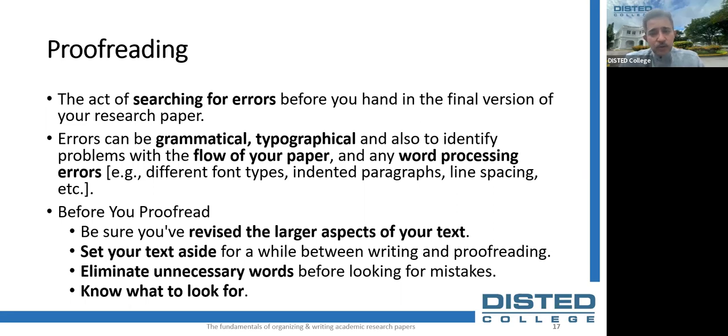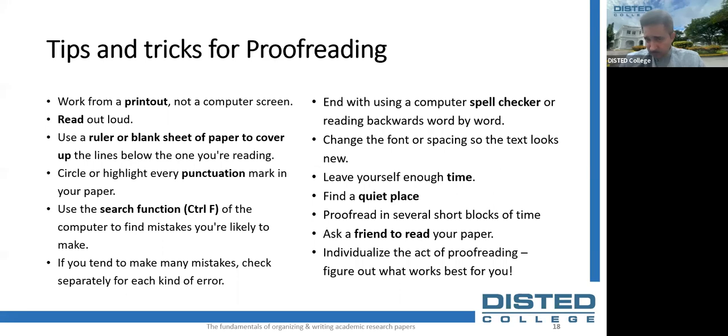So know what to look for. Make a list of mistakes that you need to watch out for, based upon the comments on the draft that was given to you, or your common mistakes that you always make. This will help you catch repeated patterns of mistakes which you sometimes don't realize, such as American spelling versus UK spelling. Nothing is wrong with either, but you have to decide which one you are going to use. If you're here in Malaysia, we use UK, but in some journals it can be American English. So there are some tips and tricks for proofreading here.